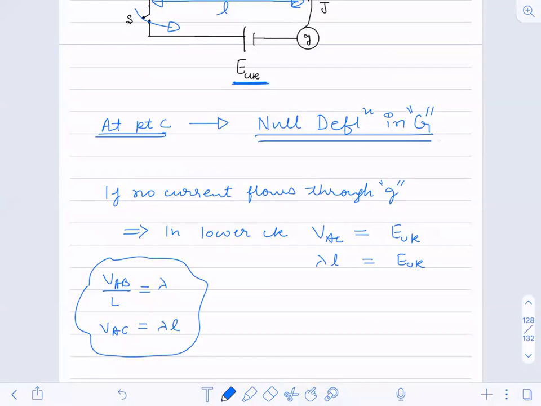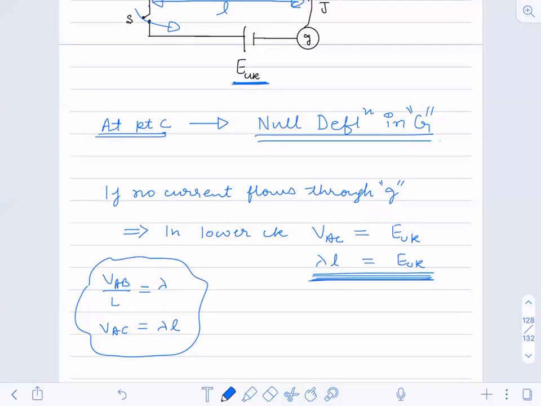This length l you will measure from the scale during the experiment, and then you can say that yes, this is the EMF of the battery. This is how we find out the unknown value of EMF.